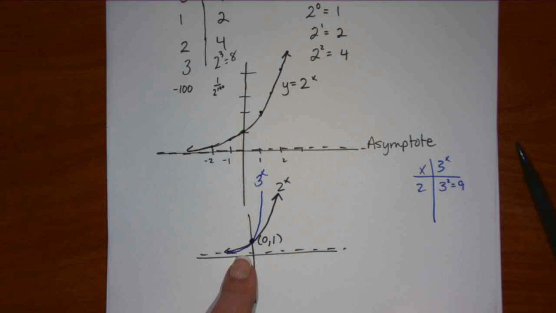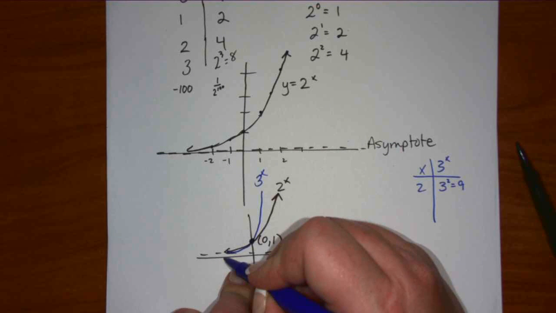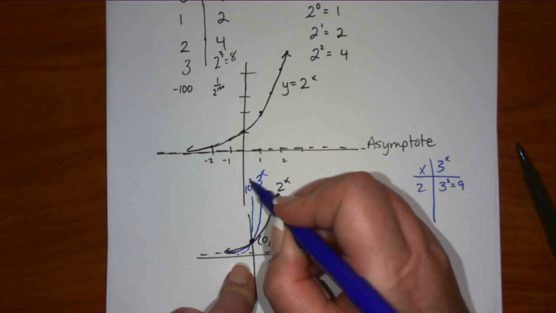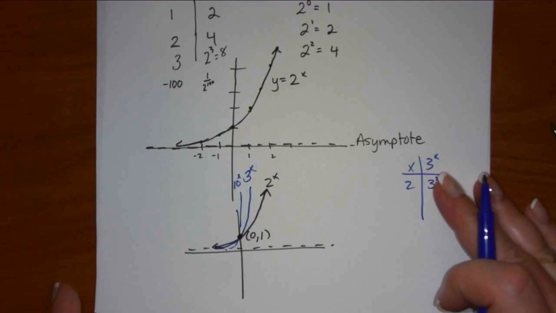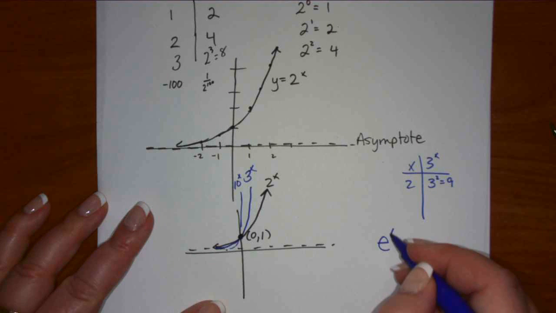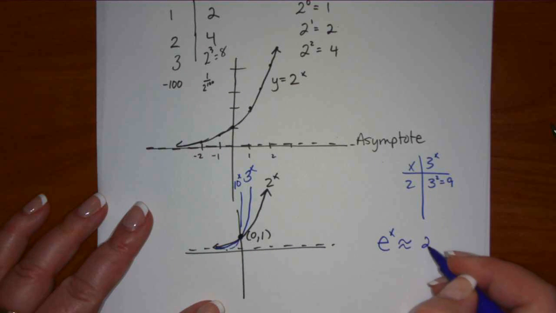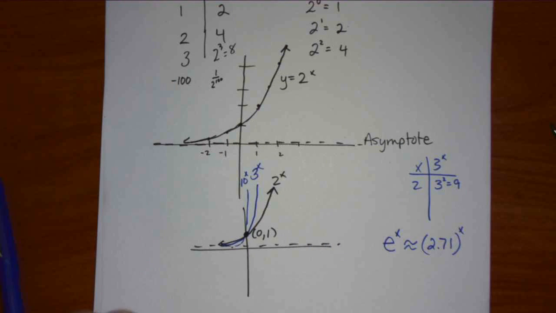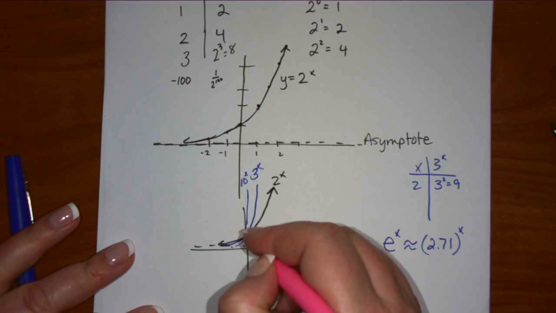So what about a 10 to the x? It will be the same except even higher. I should have drawn the 2 down a little lower to make it obvious. What about e to the x? What's e? About 2.7. So 2.7 is between 2 and 3, so it would be in here.